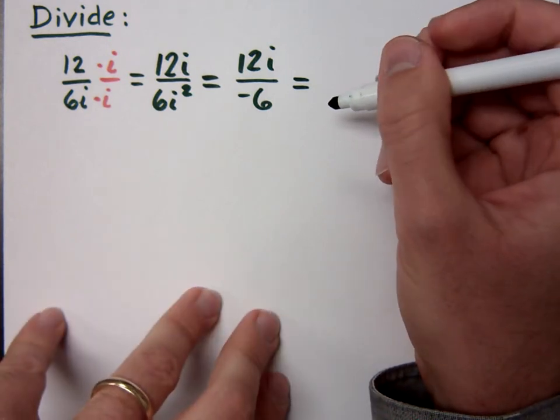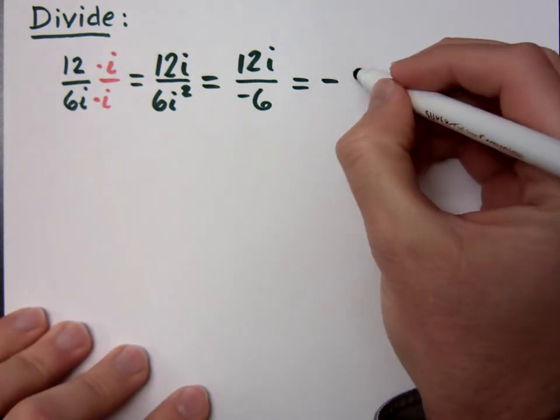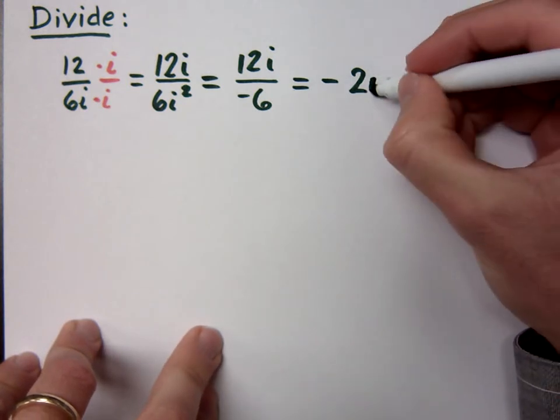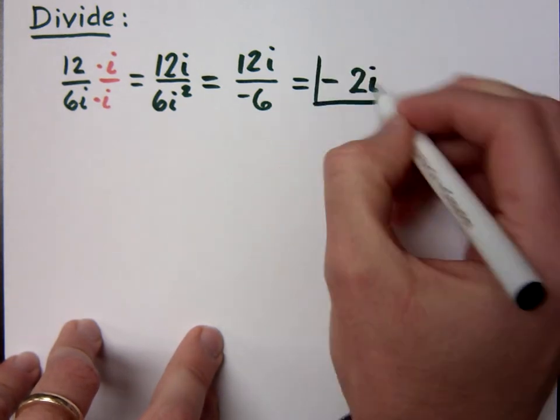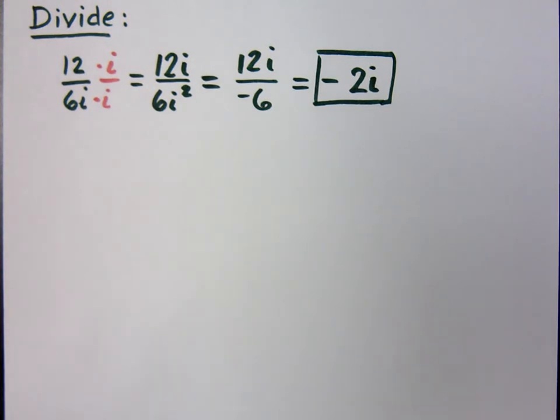Anyway, I've got 12i divided by real number -6. It's really simple. What's 12 divided by -6? -2. All right, I'm glad you guys brought your C game today. That's -2i. So now you see I don't have any imaginary stuff in your denominator. Are you with me?